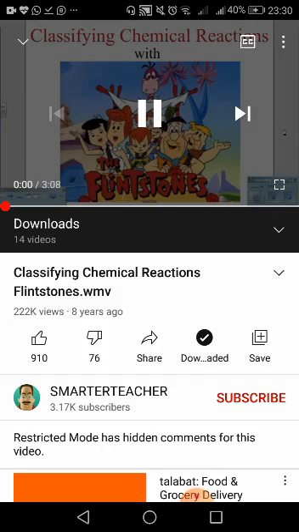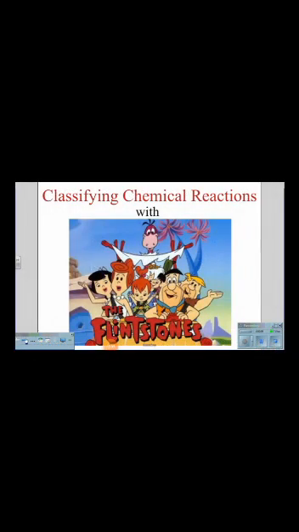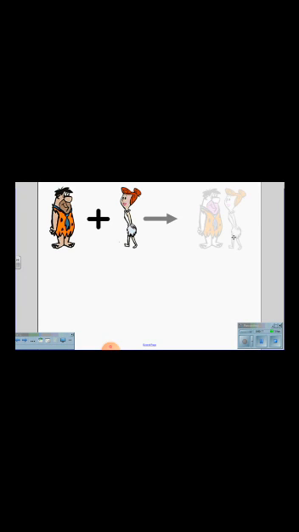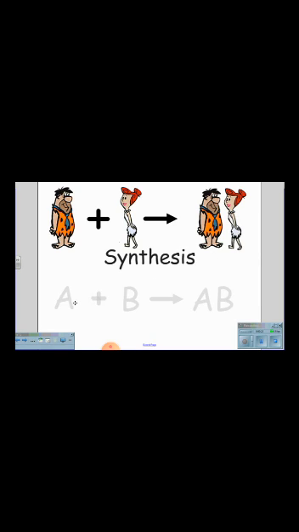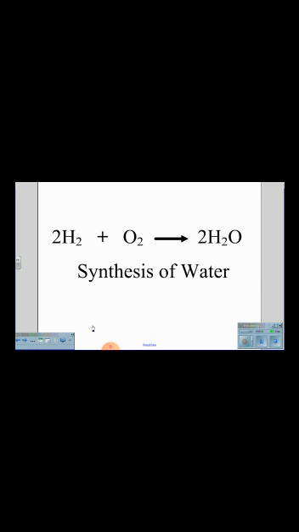Classifying chemical reactions with the Flintstones. If Fred were to go to a dance and he were to meet Wilma, Fred and Wilma would combine together and form the Flintstones. This is called synthesis. When substance A is added to substance B and you get a combined compound of AB, you have created synthesis, similar to when hydrogen and oxygen bond together to form the molecule water, the synthesis of water.